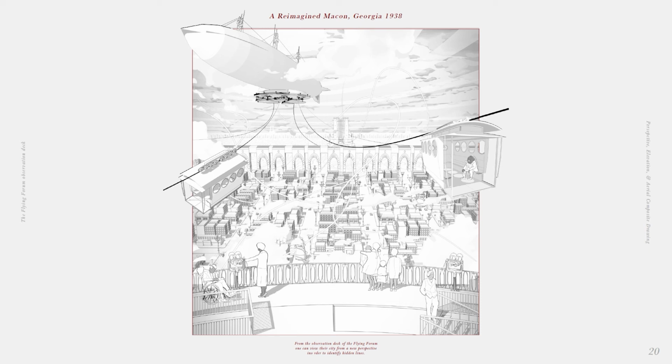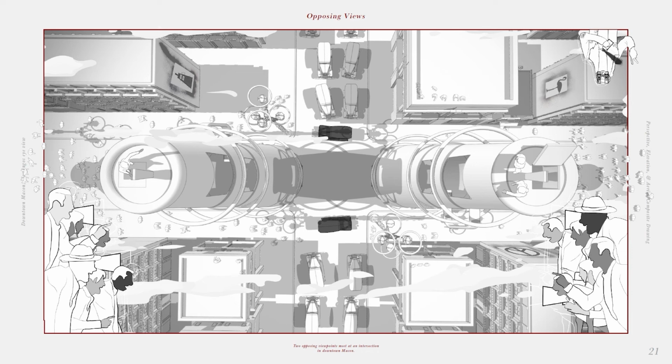So this is a view from the flying forum observation deck of the citizens looking out over their city. You can see the transportation cart zipping around overhead. It's transporting people to and from the forums and throughout the city. In the distance, you see a temple and the podiums at street level. This drawing represents two opposing views that are casting a shadow on the city as two podiums meet at an intersection in downtown Macon.